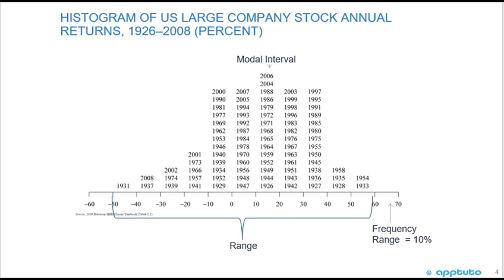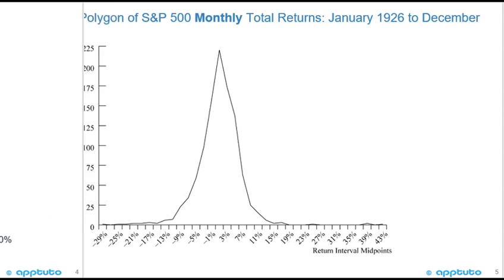So the LOS is to describe the properties of a histogram. Here we've seen this histogram already in the previous LOS. This is the histogram of large company stock annual returns from 1926 to 2008. We can see that the modal interval, the most common annual return, fell between 10 and 20%. So this is something we've seen already, a histogram of U.S. large company stocks annual returns 1926 to 2008.